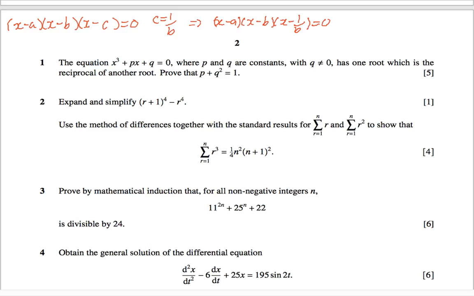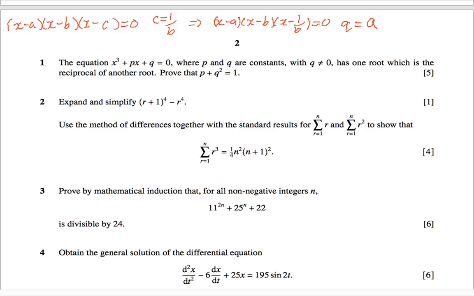The first thing to observe is that q is the product of these three roots, because that's the only term that doesn't have an x in it when you actually expand this out. So q equals minus a times minus b times minus 1 over b. The minus b and the minus 1 over b is just going to give you 1. So we get q is a, and that's the first thing to observe.